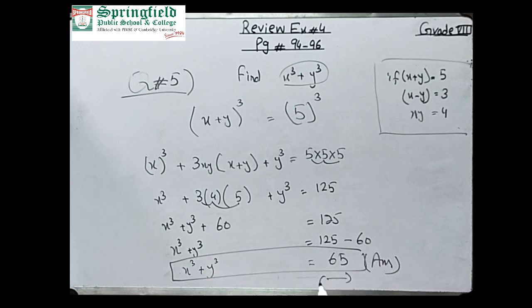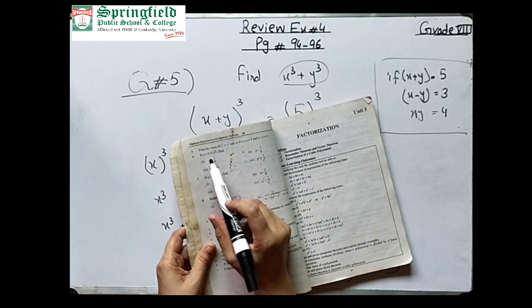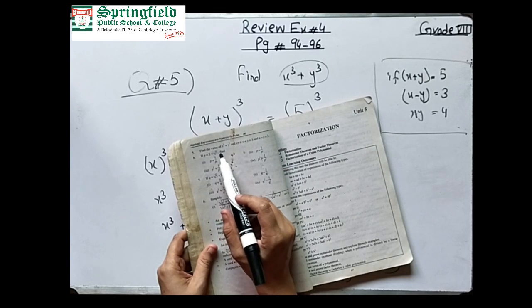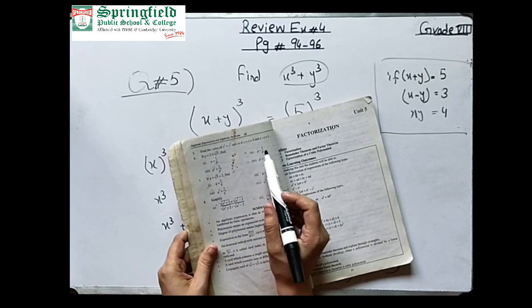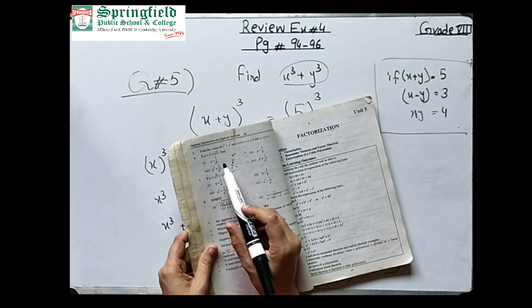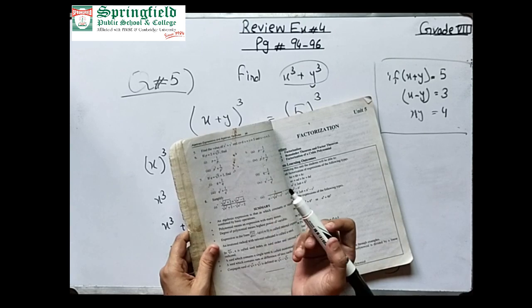Understood, beta? Okay. Now come to question number 6. Do the practice of question 5 in your notebook. Now question number 6, they are saying that if p is equal to 2 plus root 3, then find out p plus 1 by p, minus 1 by p square, plus 1 by p square, minus 1 by p square. Fine. Now how can we find?